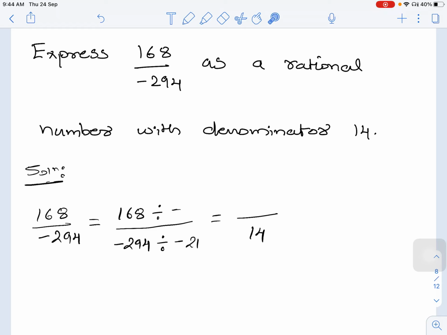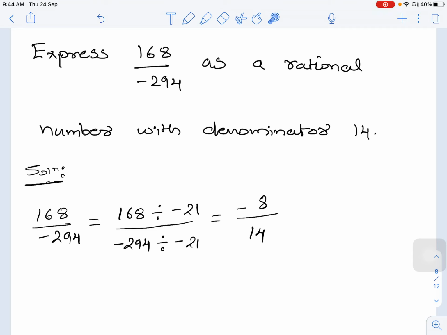Okay, now this same minus 21 we will write here. Already we have written minus, simply write here 21. Okay, now what we will do, we will divide first, confirm the signs. Here it is plus, here it is minus, means our answer should have a negative sign. Okay, now divide 168 by 21. So what will be the answer? Our answer will be 8.